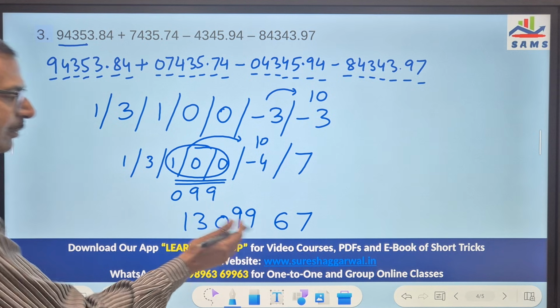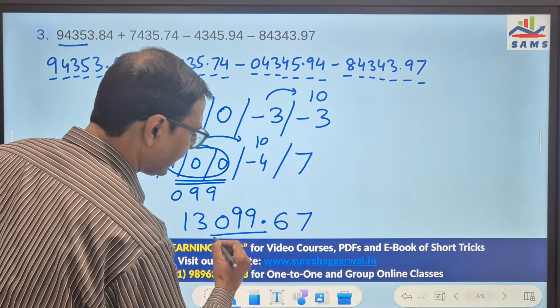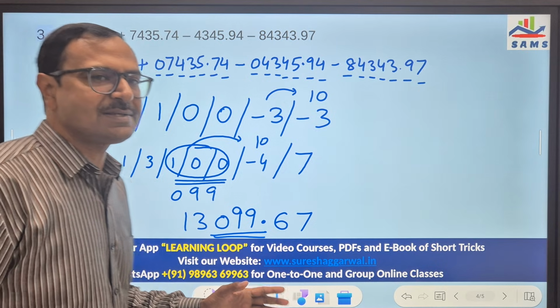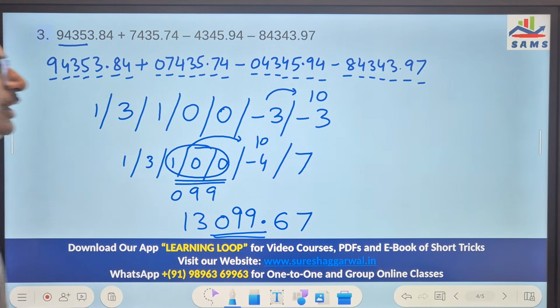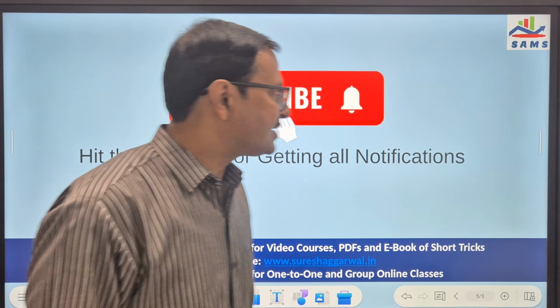So what will be our answer? 2 digits from the right hand side. Now you can pick up the calculators and check. 13099.67 is the answer for this particular question. So friends, this is how you need to handle large decimals, and you have to add and subtract them in a single step.